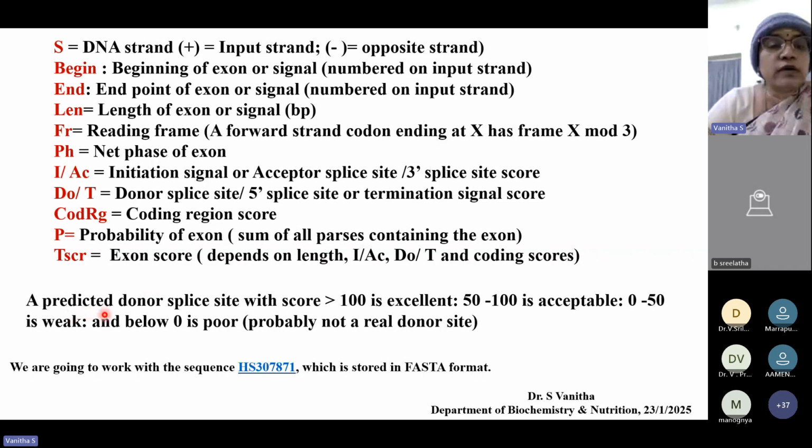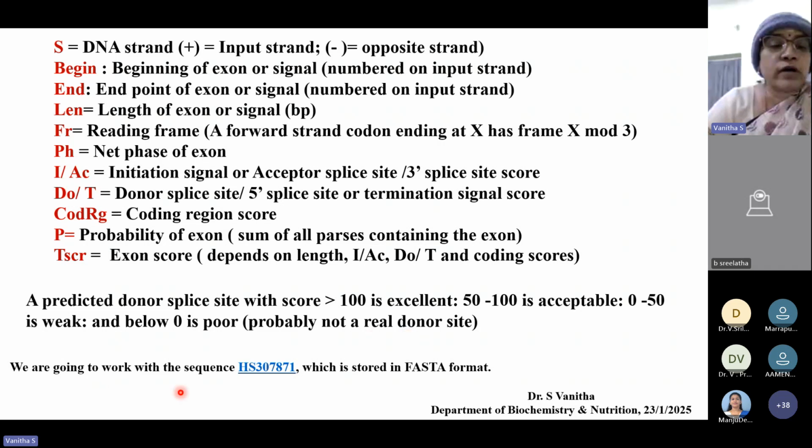Now, once you do this one, you look into one of your columns which is having the predicted donor splice site value, which should be, if it is more than 100, then it is an excellent region to be considered as an exon. If the predicted percentage is between 50 to 100, it is okay, acceptable. If the value is between 0 to 50, then it is very weak. It's very difficult to consider that it could be an exon, and any value below 0, because some negatives also may come, it is a poor value, probably not a real donor site.